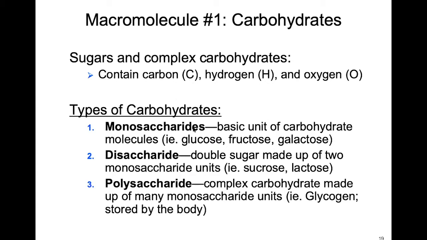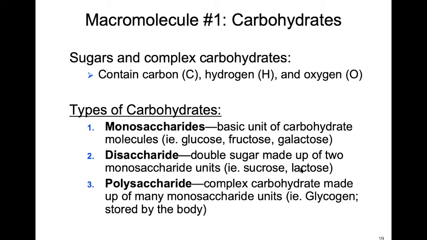So the monosaccharides, those are the basic unit carbohydrate molecules. Examples are glucose, fructose, and galactose. The disaccharides, the double sugars, two examples we're going to talk about right now are sucrose and lactose. So lactose, I'm sure many of you have heard, some of us are lactose intolerant. Lactose is a disaccharide. It's a sugar that's found in milk products.